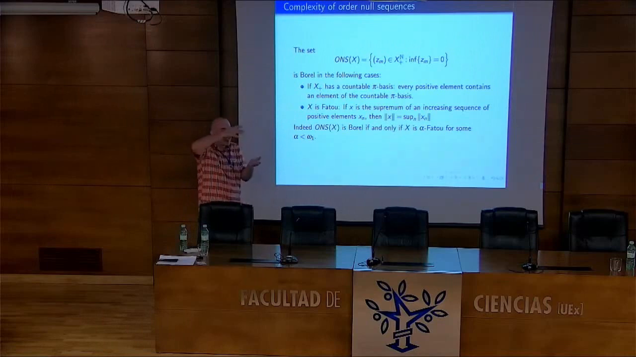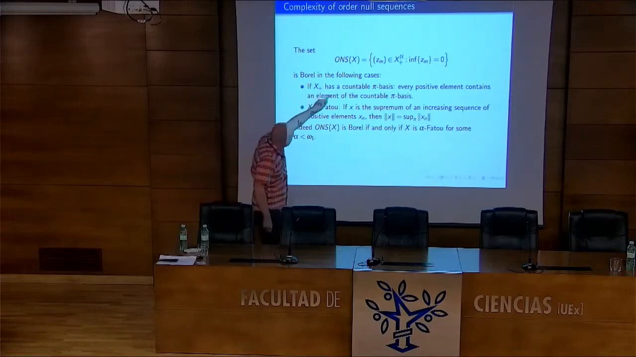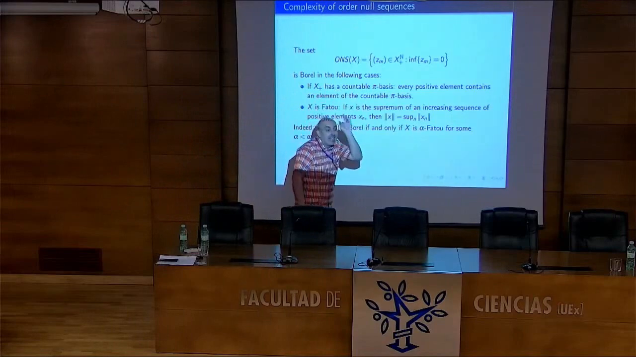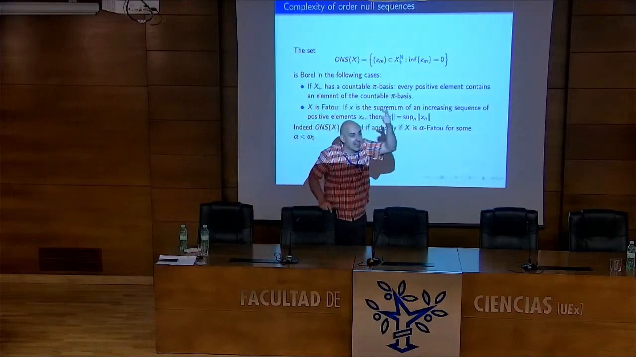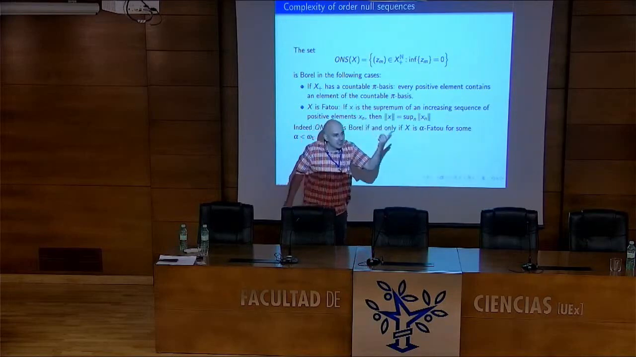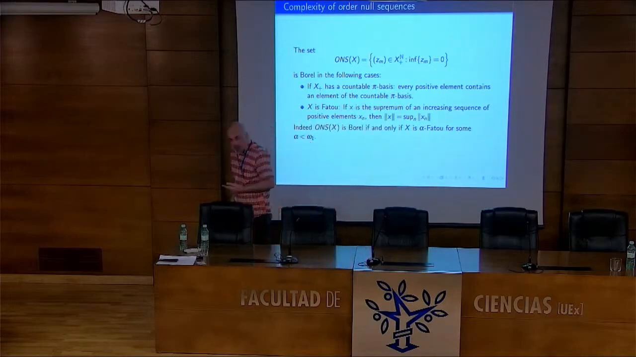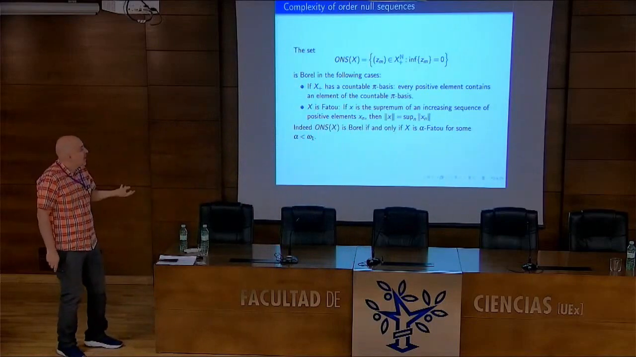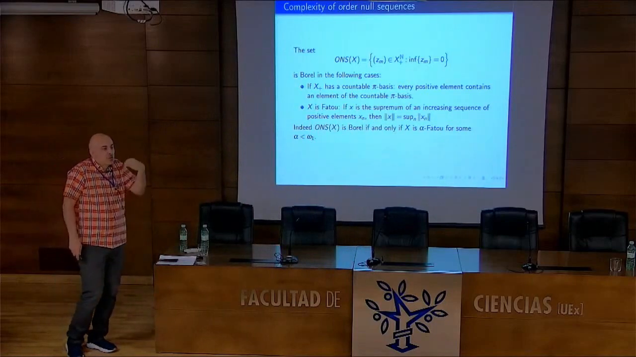So it means that it's not true that all spaces with Borel order null sequences are alpha phi2 for a given alpha. The alpha can be as large as you wish. And this is why this family is not coanalytic. This is what's going on. So it's based on finding that there is this hierarchy which goes up to omega 1.